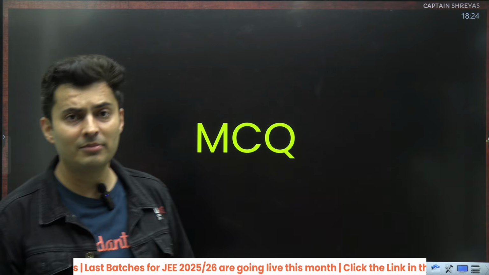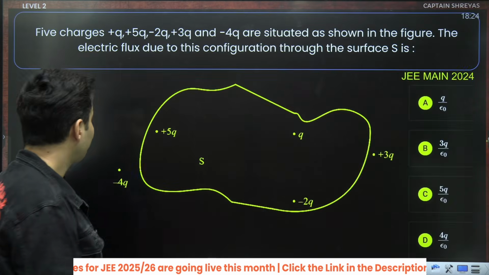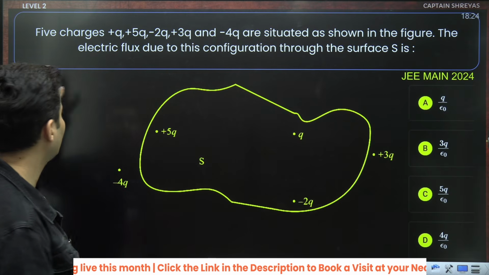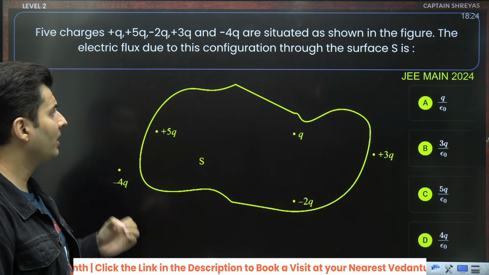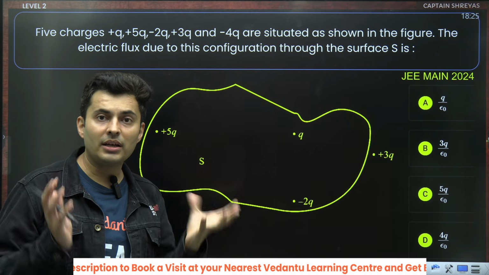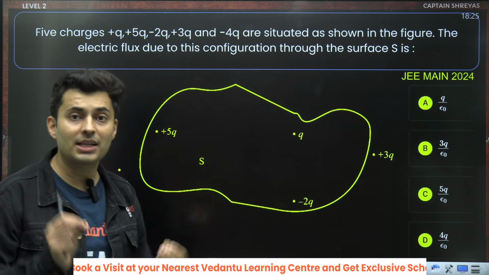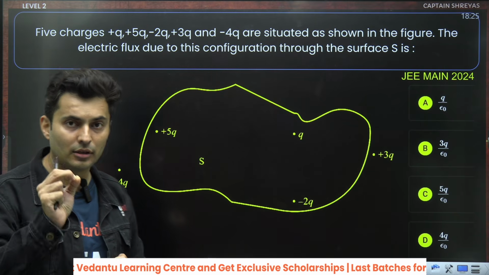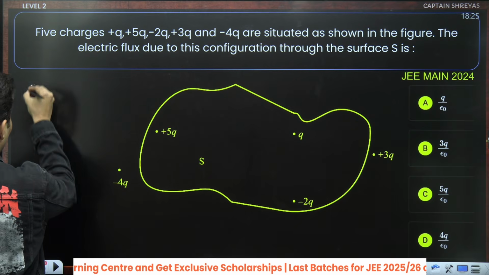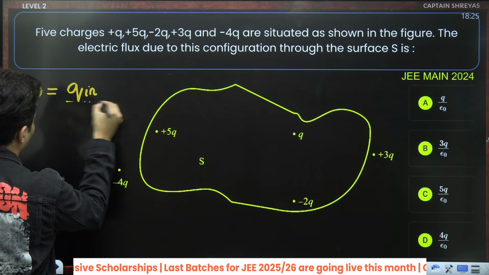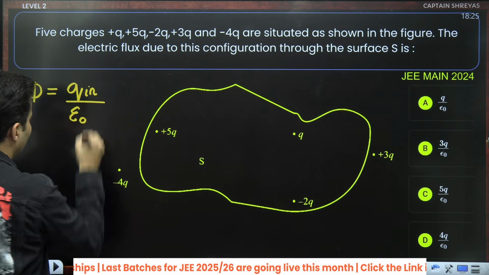We are starting off with MCQs, then we'll go to numeric type. This question says there are 5 charges situated as shown in the figure. The electric flux due to this configuration through the surface. Remember, the flux through any closed surface depends only on the charges inside, and that is basically your Gauss's law. So the total flux is the total enclosed charge divided by epsilon naught.